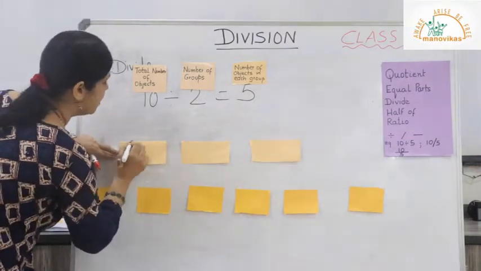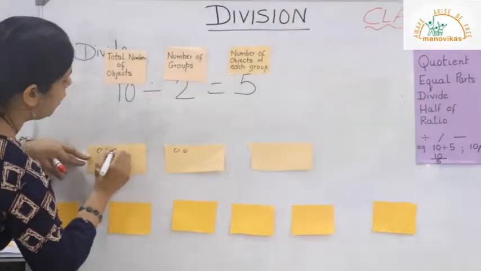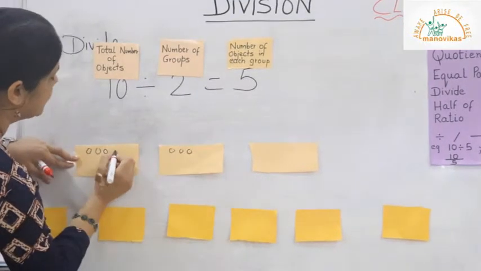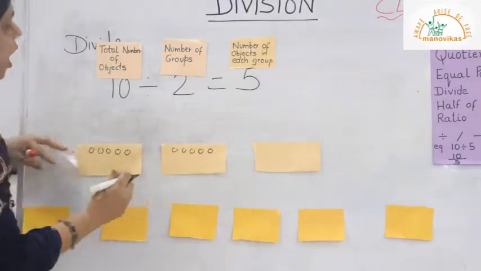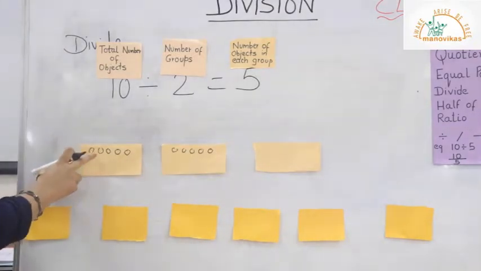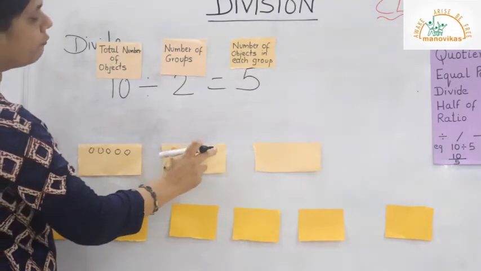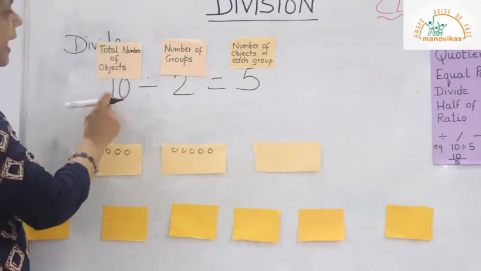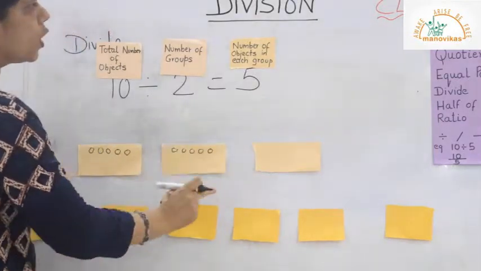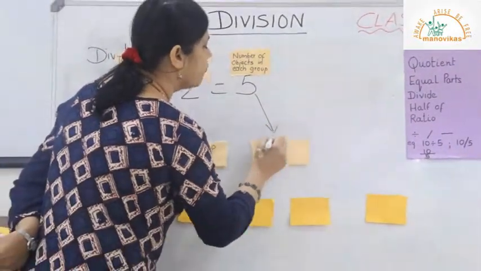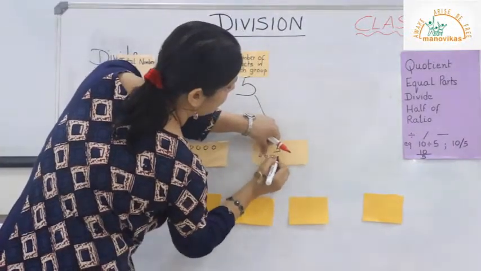So, I put 1 here, 1 here, 2 here, 2 here. So 4, 5, 6, 7, 8, 9, 10. So how many objects has each group got? 1, 2, 3, 4, 5. 1, 2, 3, 4, 5. So I have distributed 10 objects or 10 things in 2 groups, and that too equally. So how many did I get in each group? I have got 5. So this is 5 objects in each group.